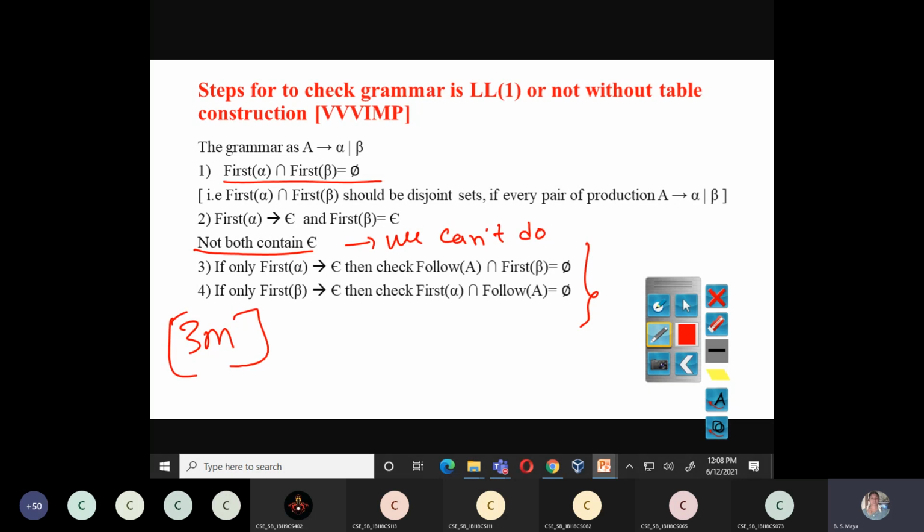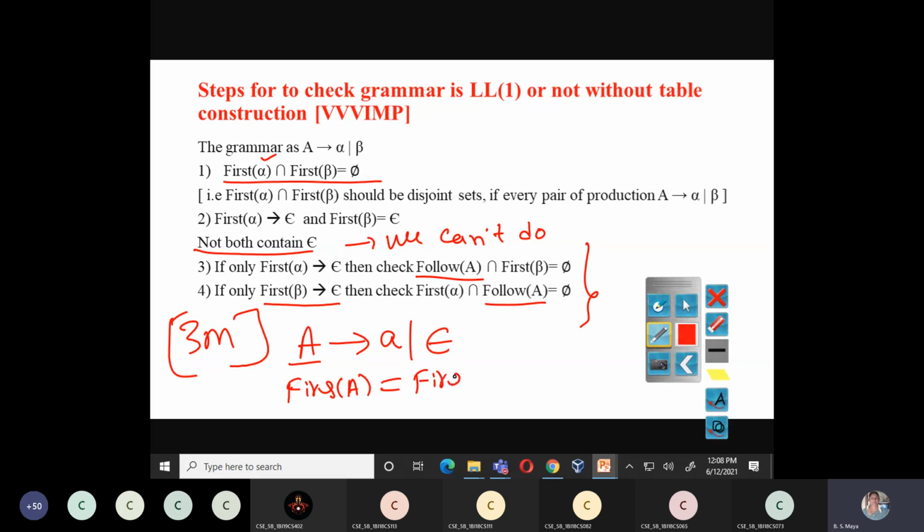If either one has epsilon, we can apply it. If first of alpha has epsilon, instead of first of alpha, you take follow of A, and first of beta should be there as it is. If beta has epsilon, instead of beta, I take follow of A. The follow of A is the head of the production. See, the grammar is like this: A or epsilon.